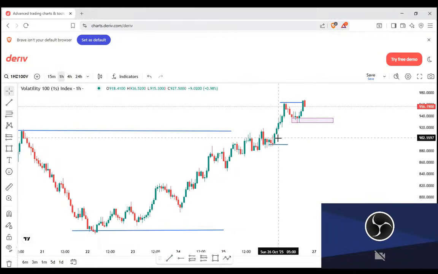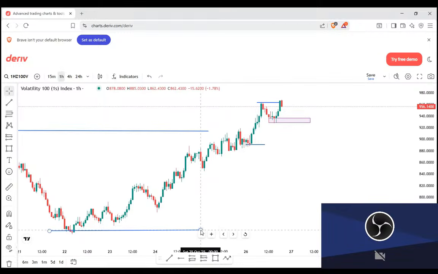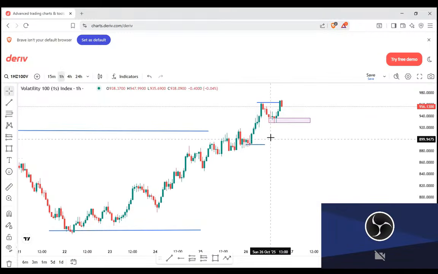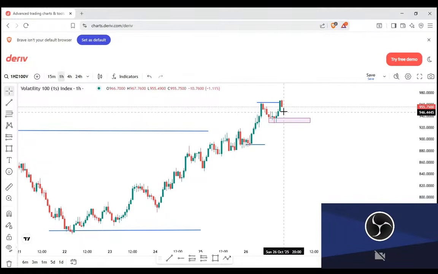Actually caused this impulsive move. If price should break this zone, then we're having it back to this low, back to this particular low. Then this is confirmed as an equal high. If price should break this low, it will have to confirm here as an equal high.